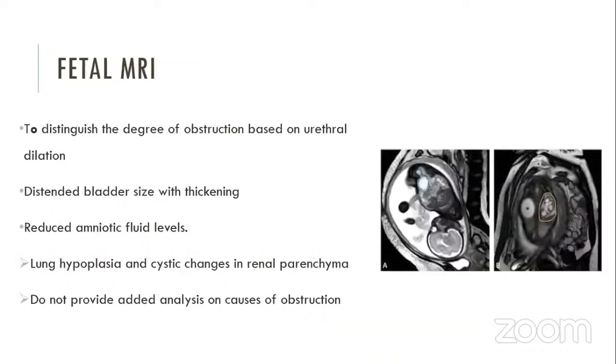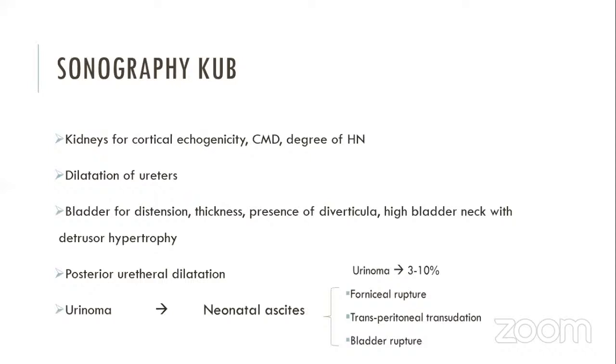Fetal MRI does not provide the cause of obstruction, but it helps distinguish the degree of obstruction based on urethral dilatation, and it is beneficial to see lung hypoplasia and cystic changes in the renal parenchyma. Coming to management at birth.